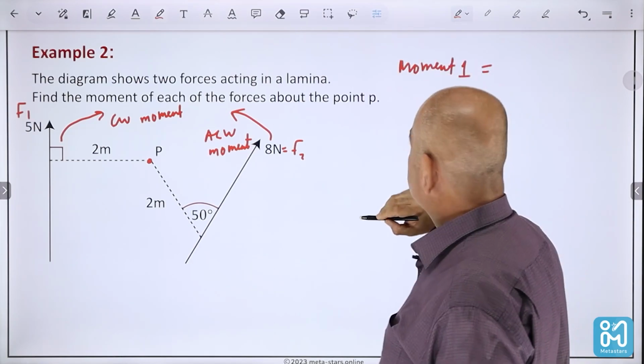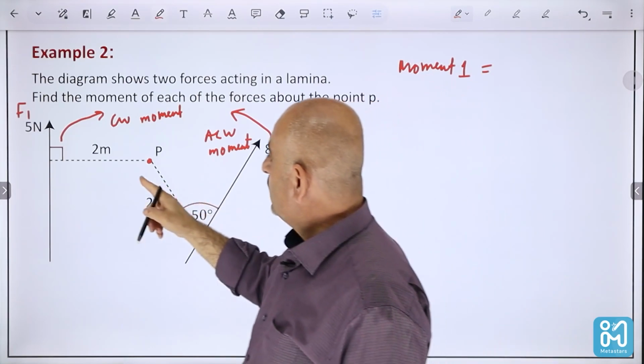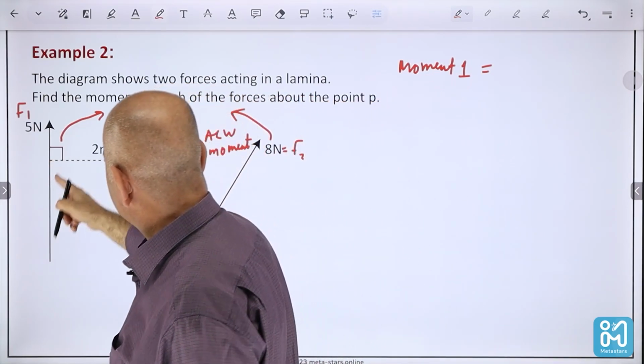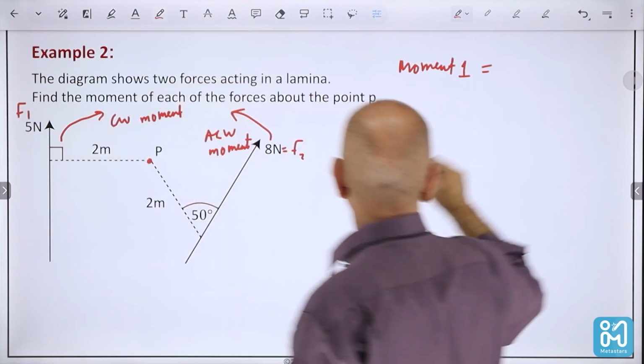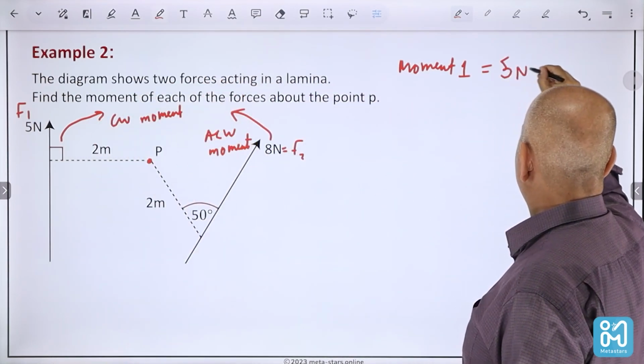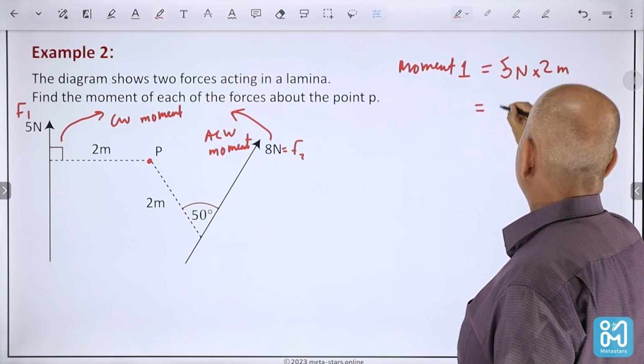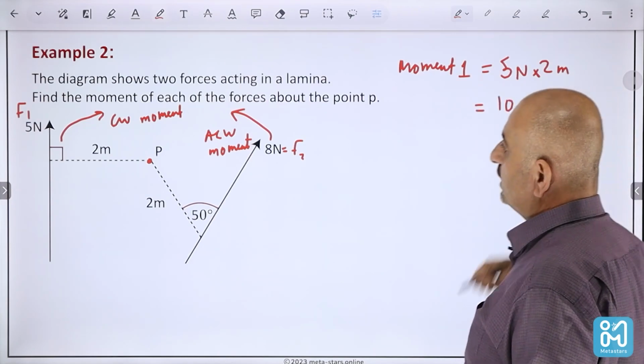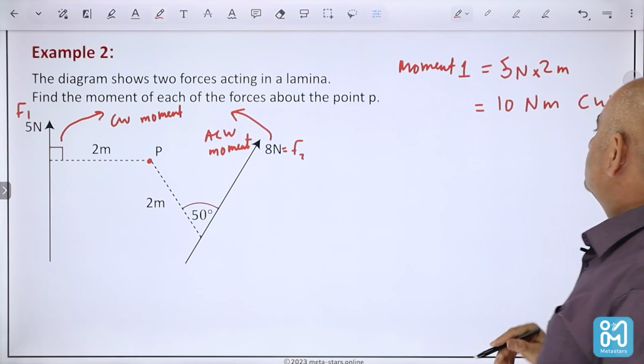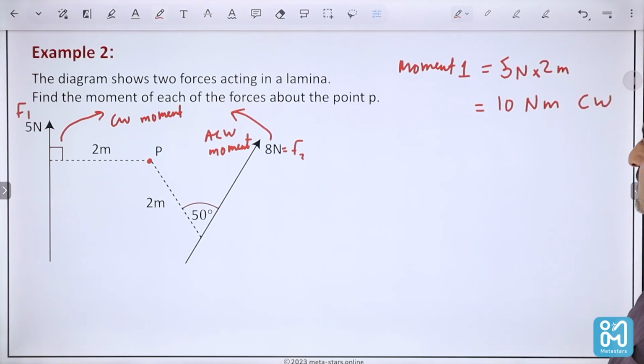Moment 1 equals, it's a clockwise moment. The distance is already perpendicular to the line of action of the force. So it equals 5 newtons times 2 meters, which equals 10 Newton meters, clockwise. It's a vector. You have to indicate its direction.